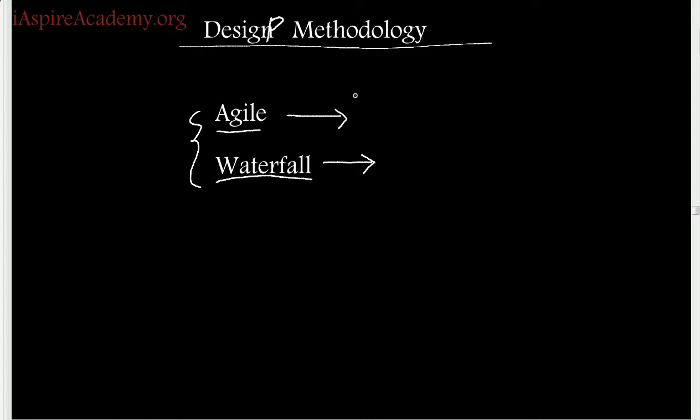So now we have two different types of methodology. One is called waterfall, another is called agile. Now, waterfall is an older method, meaning it has been in practice for almost, I don't know, maybe 20-30 years, and agile is more recent, probably in the last 10 years, which is around maybe 2001.